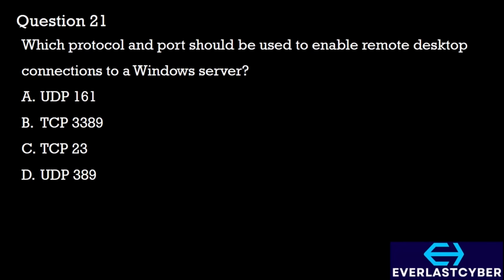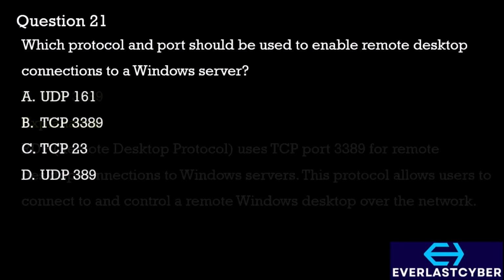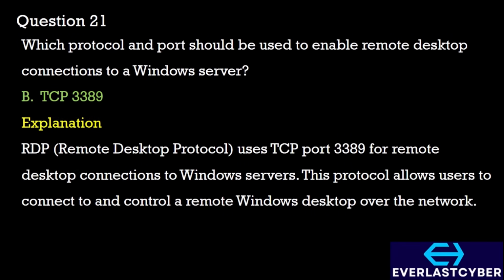TCP 3389 is used by RDP for remote desktop connections to Windows servers, while TCP 23 is used by Telnet for unsecure remote command line access. So the question is asking, which port and protocol should be used to enable remote desktop connections to a Windows server? So that will be option B. This protocol allows users to connect to and control a remote Windows desktop over the network. So the answer here is port 3389.